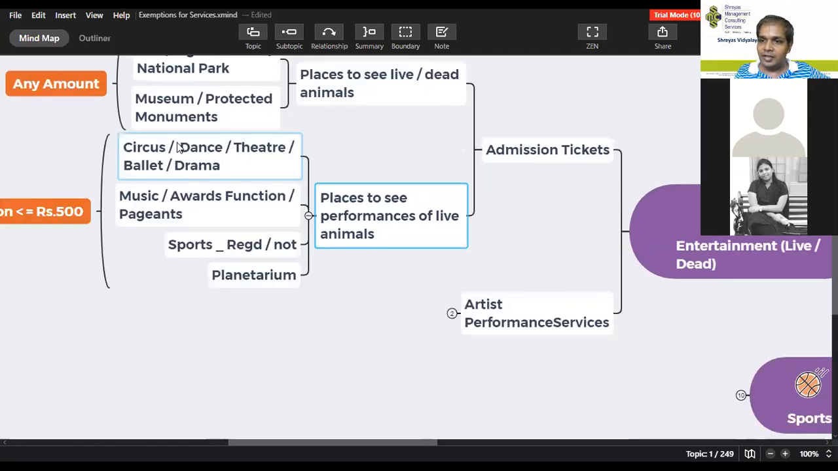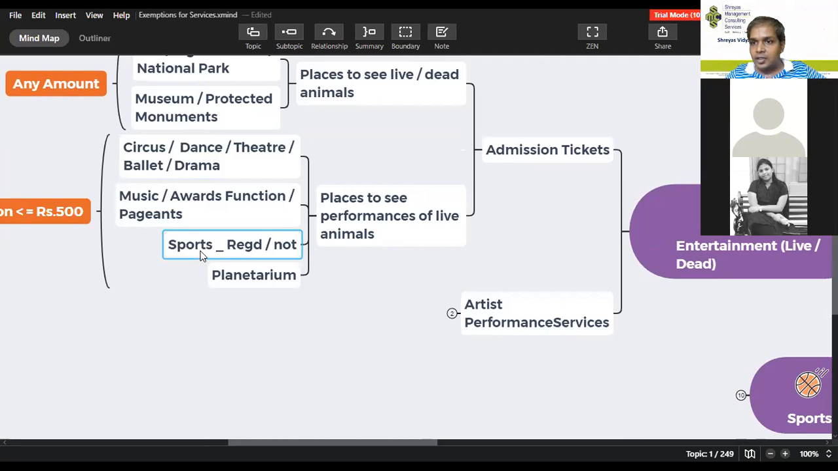Circus is where animals will play. Then dance, theater, live animals. Human beings are also social animals; in that context, I have mentioned it at this point. So theaters, perfect. Now, dance, drama, theater, where you see performances. Music, awards functions, pageants, beauty pageants, etc. Sports, whether a recognized sporting event, as we saw some time back. What is a recognized sporting event? India versus Pakistan match is approved by BCCI and ICC. So that is a recognized sporting event.